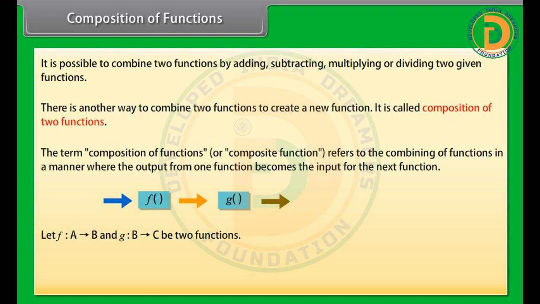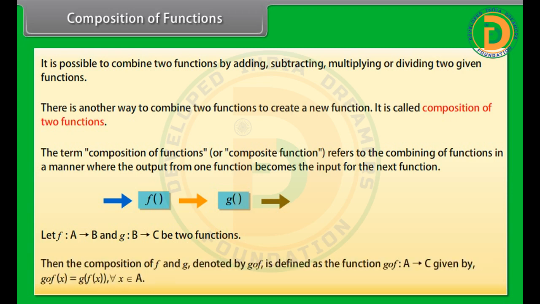Let function f from A to B and function g from B to C be two functions. Then the composition of f and g is denoted by g o f, defined as the function g o f from A to C given by g o f of x is equal to g of f of x for each x belongs to A. Example.